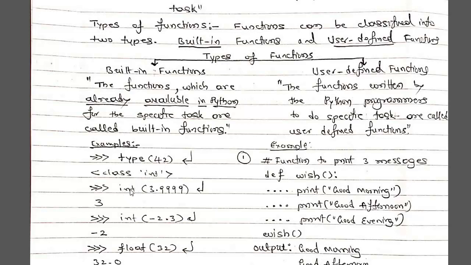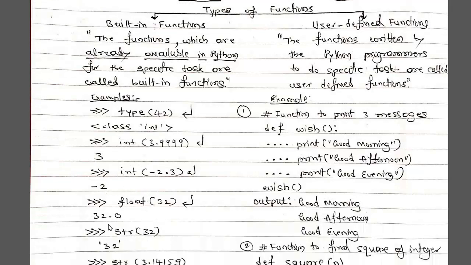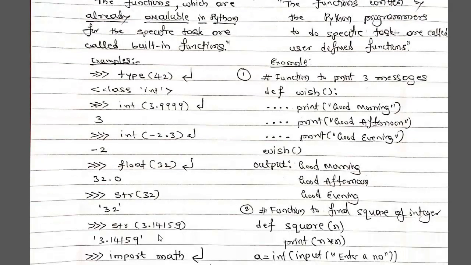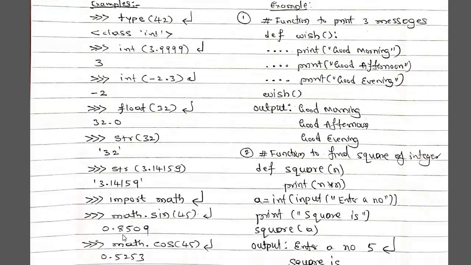See, in one more example, here int is acting like a function. I have given one floating point number to it. This function has converted this value into an integer. This value is converted into a whole number. This value is converted into a float. This number is converted into a string. This value is converted into a string. It is finding the sine of 45.